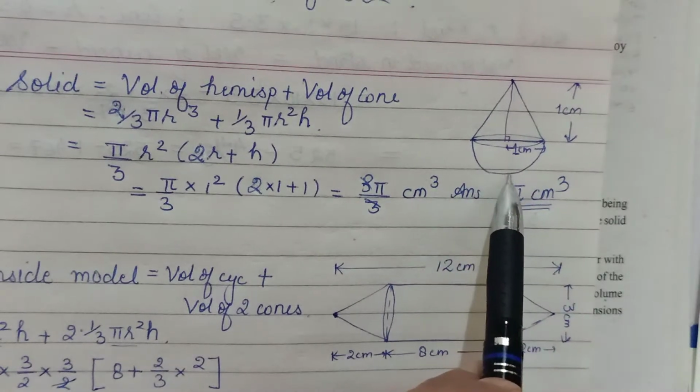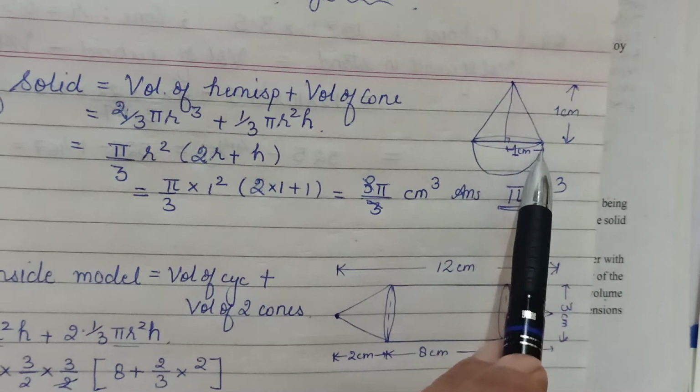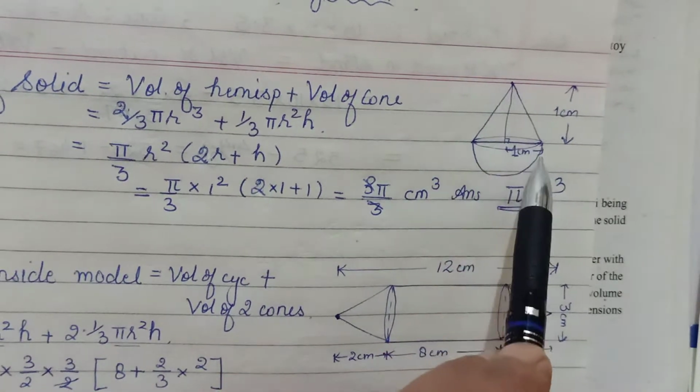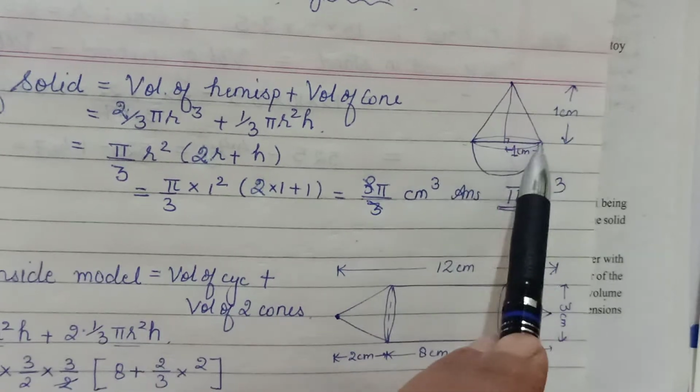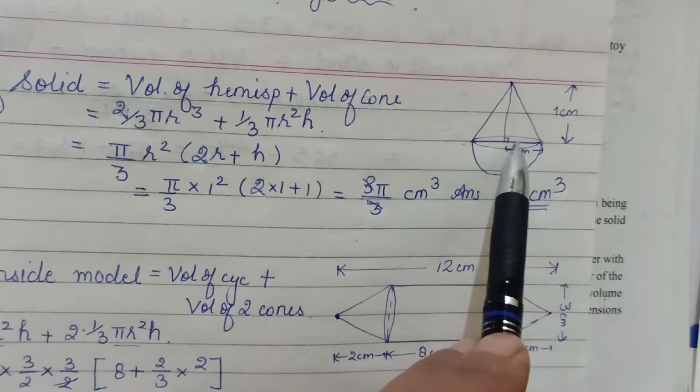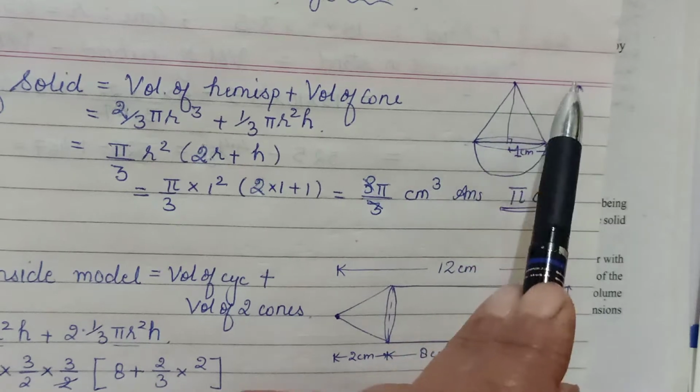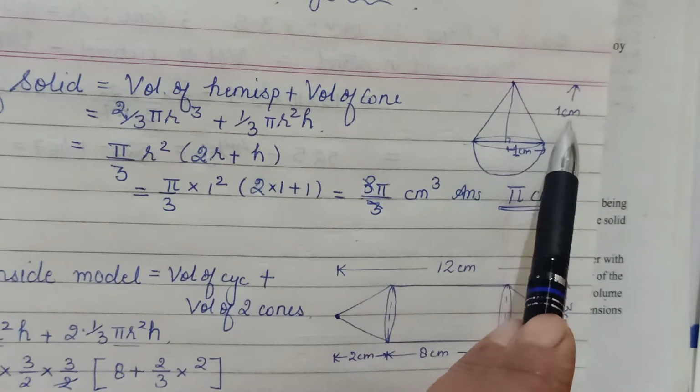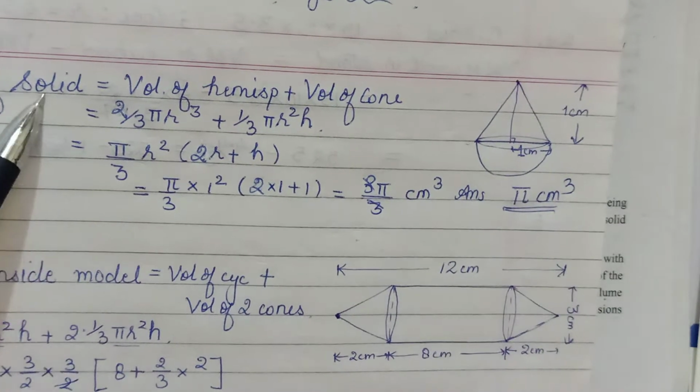So again, this kind of structure, you have a simple hemisphere, on top of that a cone, both of them having the same diameters or radius, which is given as 1. The height of the cone has also been told as the same as the radius, meaning 1 centimeter. So we have to find the volume of this solid.